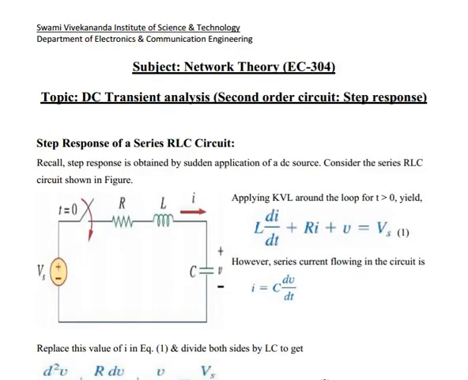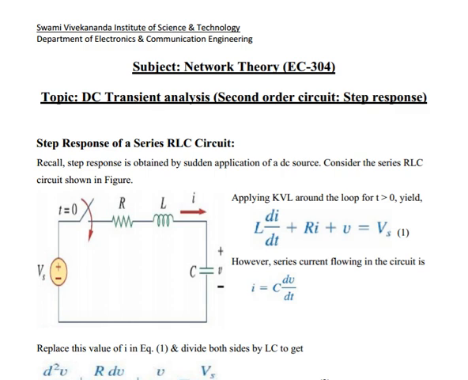Hello everyone, this is my lecture number 15 and the topic is DC transient analysis, second order circuit, step response. That means with independent sources. In the last lecture, I discussed DC transient analysis of second order circuit, source free circuit basically. That is, we have only RLC connected either in series or in parallel, and what is the response. Now here in this case we will have the same kind of response.